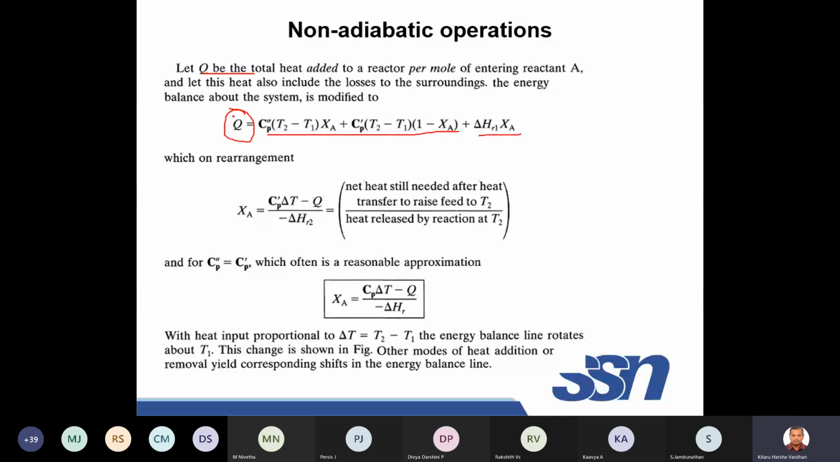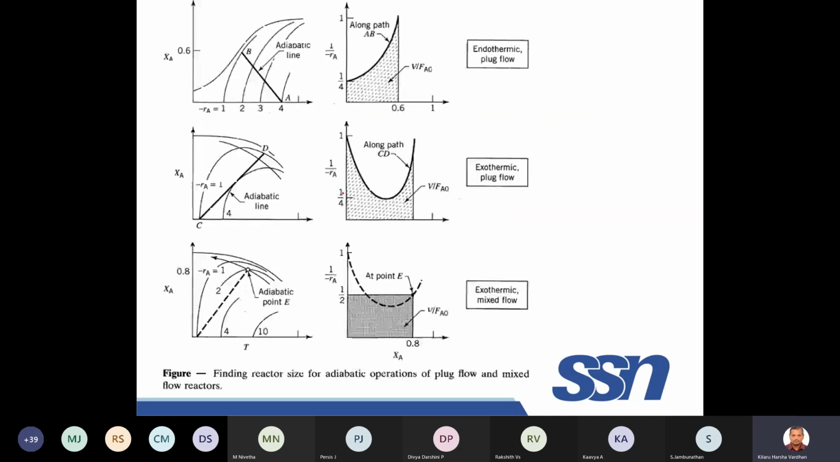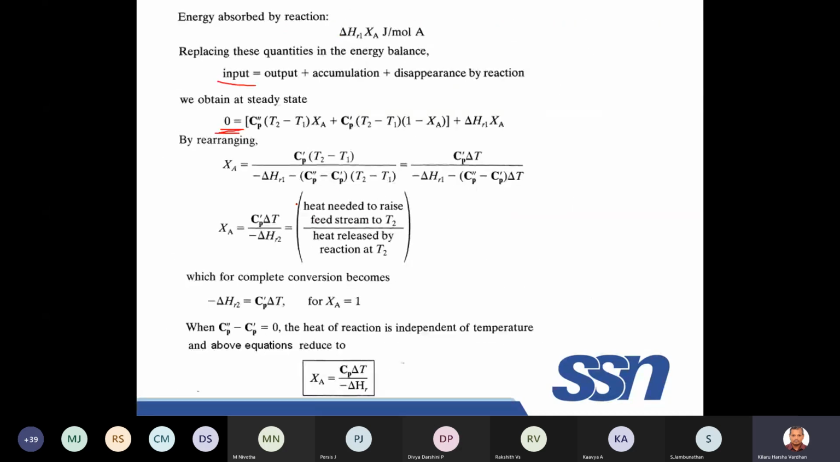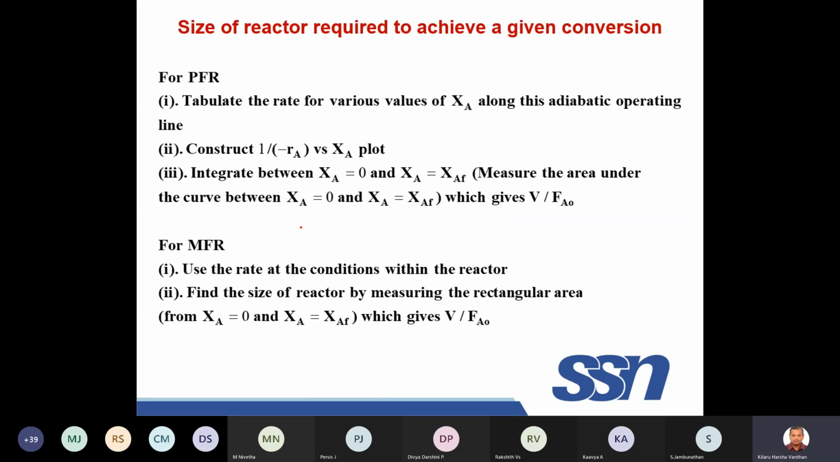So when this is coming, if you rearrange this, XA, earlier thing is only this. You get minus Q, because the heat which is being added should be removed. That is XA. So what is this now? Earlier, it is the net heat, heat needed to raise the temperature of the feed stream to T2. This is Cp dash delta T. But in non-adiabatic, you get one extra Q. That is what makes the difference.